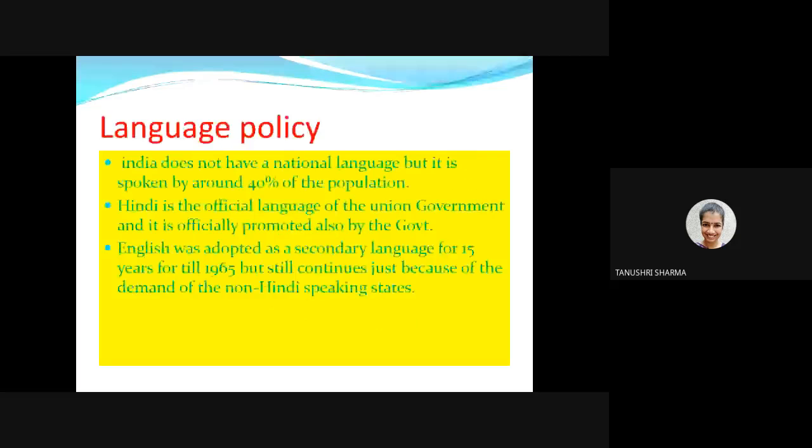Now I will tell about language policy. India does not have a national language, but Hindi is spoken by 40% of the population. Hindi is the official language of the union government and it is officially promoted also by the government. English was adopted as a secondary language for 15 years, till 1965, but still continues because of the demand of the non-Hindi speaking states.